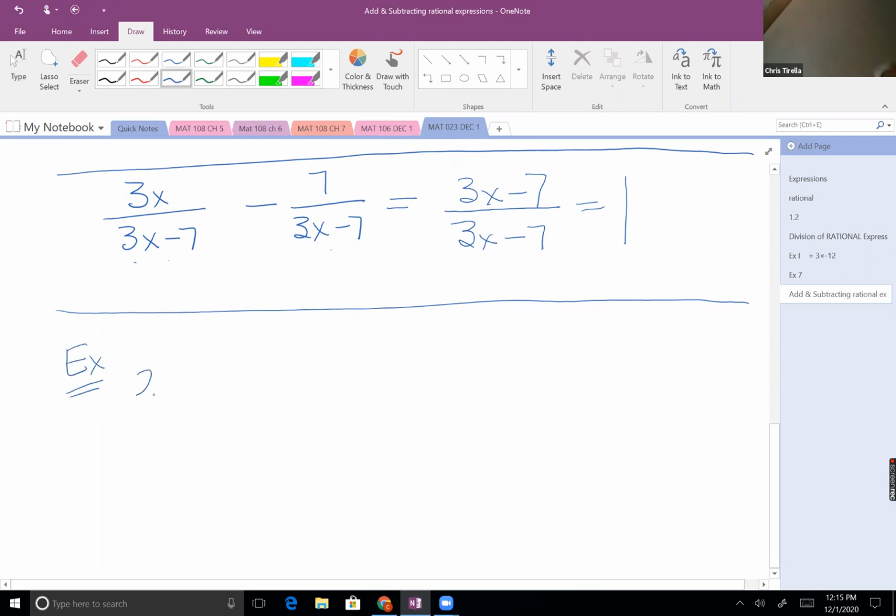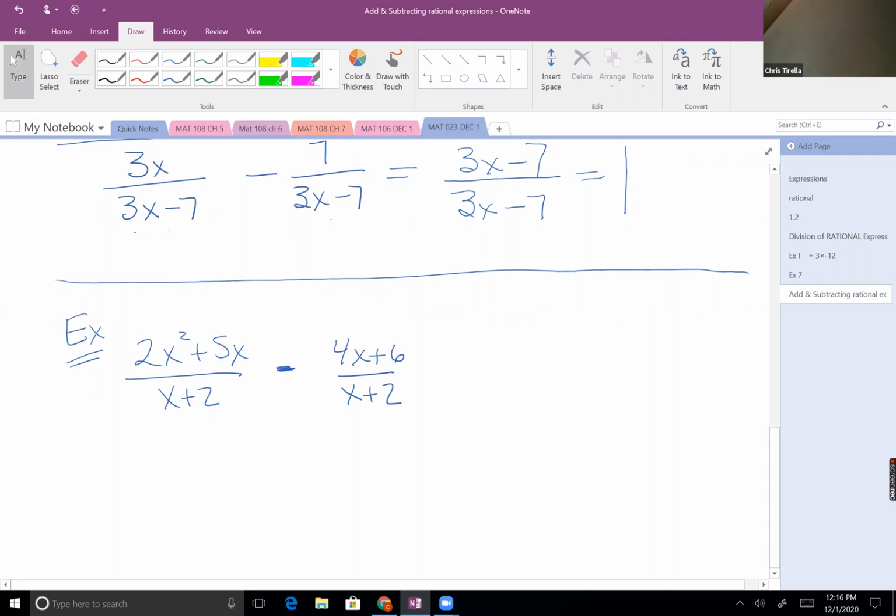Next one, I've got 2x squared plus 5x over x plus 2 minus 4x plus 6 over x plus 2. And what makes this one challenging is that I've got subtraction and I'll be subtracting a polynomial.